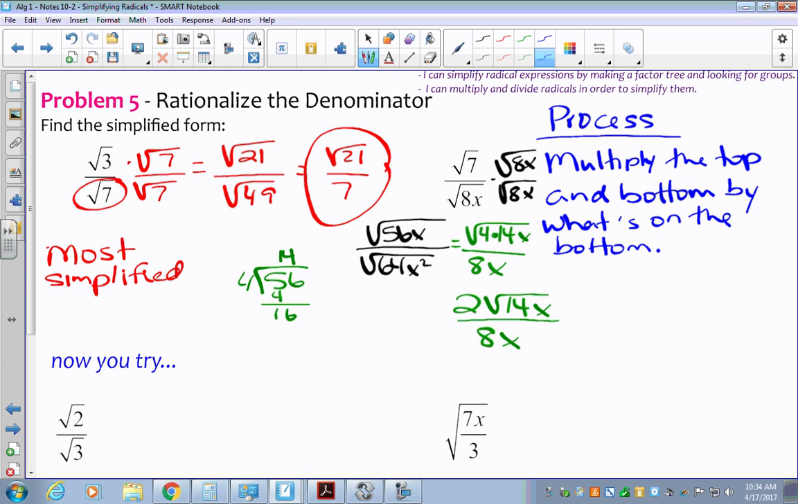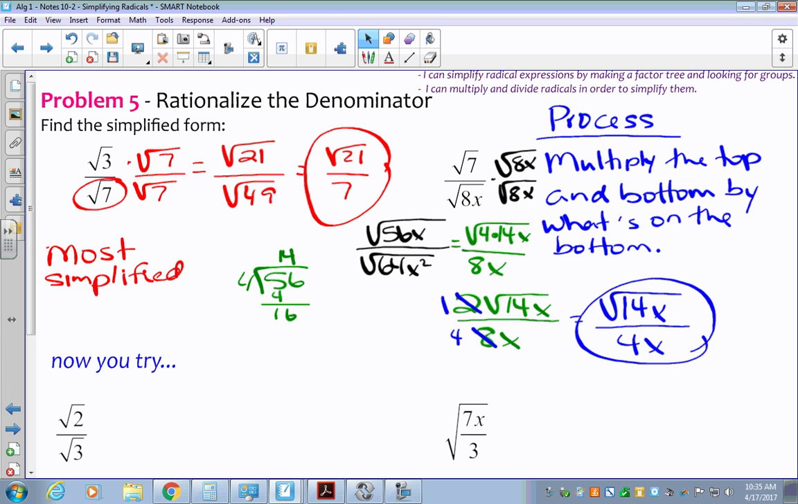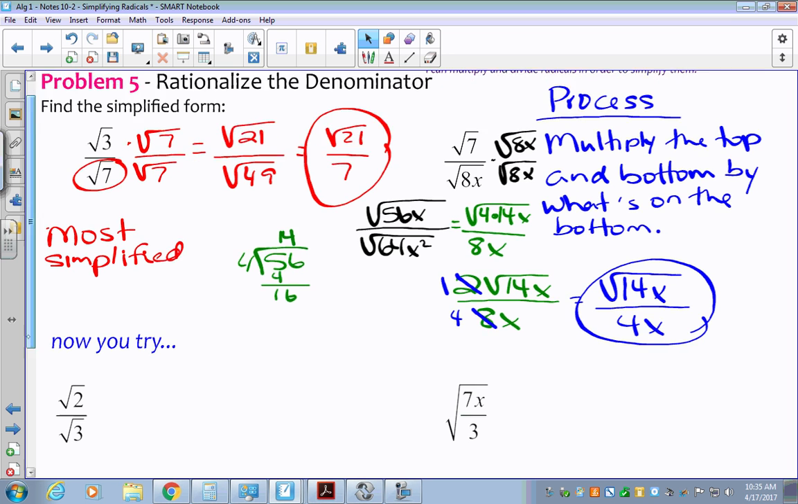So how many times does 2 go into 2? Once. How many times does 2 go into 8? 4. So this final answer is square root of 14x. Those are locked in the square root prison, and 4x is on the bottom. The most simplified answer. And I apologize that we have to do this. It is an archaic practice, rationalizing the denominator. It is what it is.